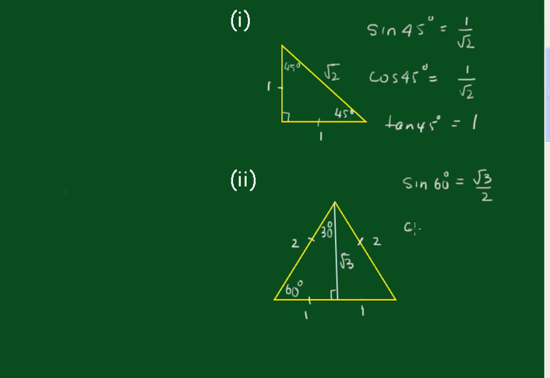The cos of 60 is equal to simply 1 on 2. And the tan of 60, opposite over the adjacent, which is just root 3 on 1, or just root 3.